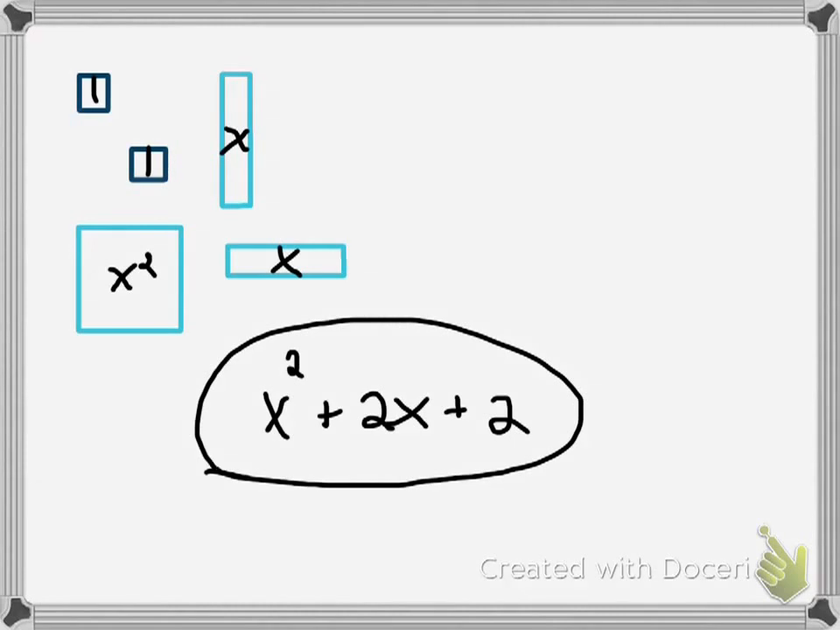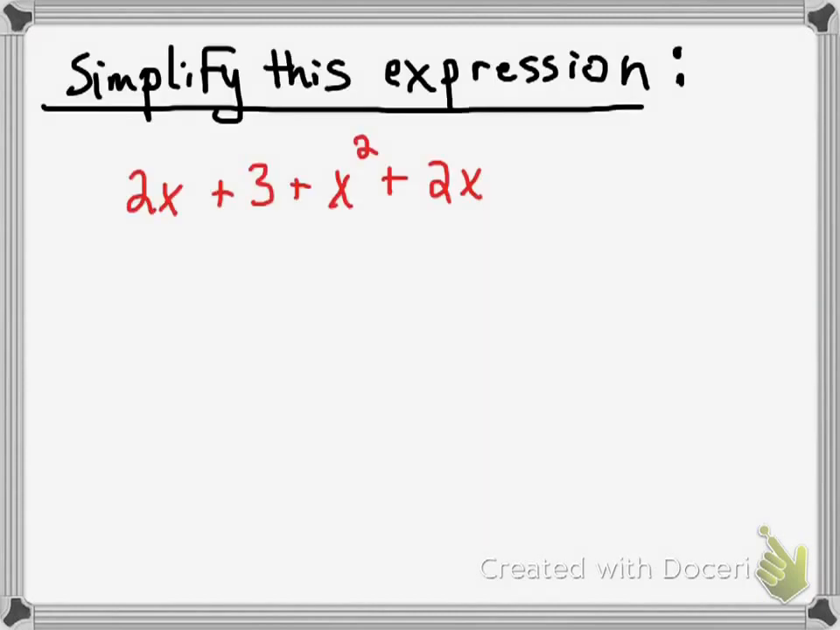Now the reverse of this is, you're going to open up your math book and you're going to see problems like this. Simplify this expression. And you're going to see a bunch of different things. 2x plus 3 plus x squared plus 2x. Well, here's a strategy. When you see this, think of the tiles.